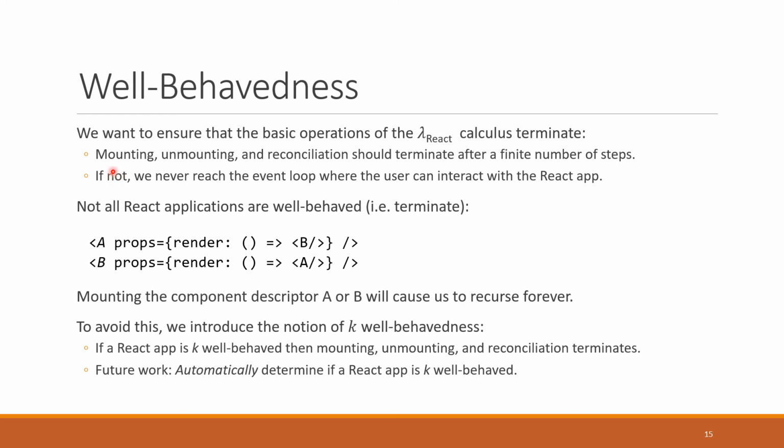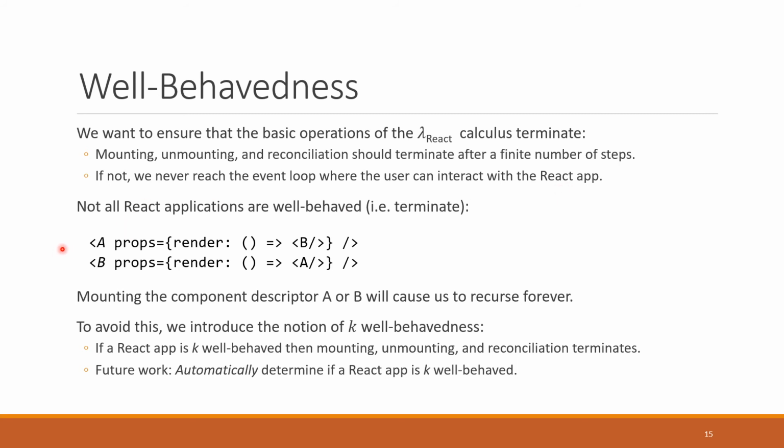So one thing we would like for our calculus is that we want these operations, mounting, unmounting, and reconciliation, they should terminate after some number of steps. Because if they don't terminate, that means we never reach the event loop. And if we never reach the event loop, that means you can't actually interact with the app by clicking a button and then having some state change happen. So for this to make sense, we really have to reach the event loop.